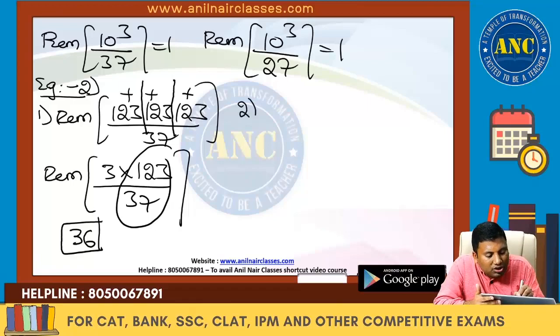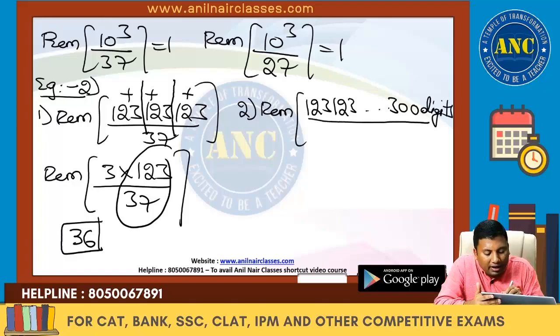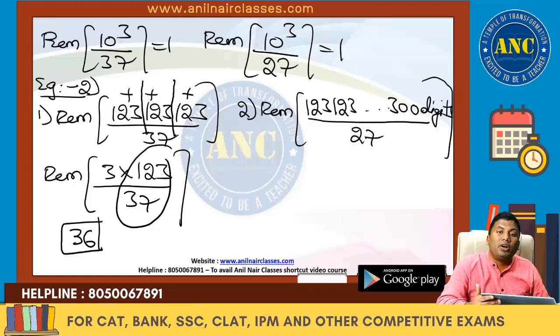The same question can also be asked like this. 1, 2, 3, 1, 2, 3, 1, 2, 3, 300 digits, divided by 27.